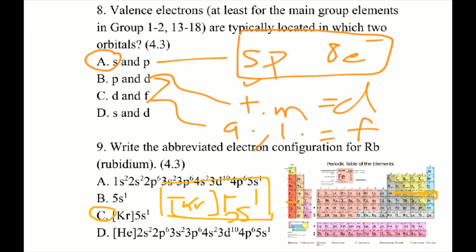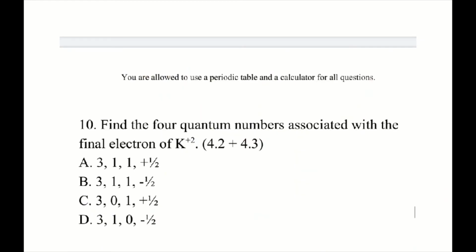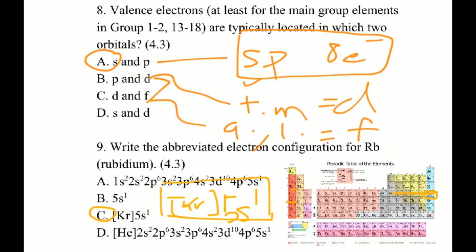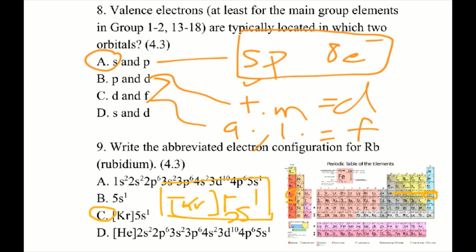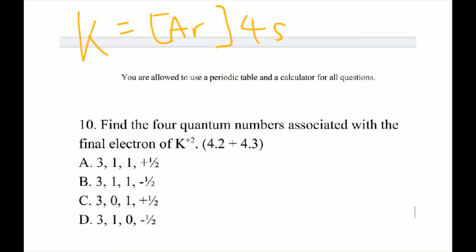Now let's look at number 10. Find the 4 quantum numbers associated with the final electron of potassium 2+. Now what an odd thing to look at. Let's figure out what potassium 2+ looks like. We know that potassium is, well, looking at the periodic table, potassium's right there, and the previous noble gas is argon, so let's write argon. And then potassium just has one more electron than argon, so we have to add one more. And since this is 3p, then the next one is 4s, so we just have to add one 4s electron, and that's the electron configuration for potassium.